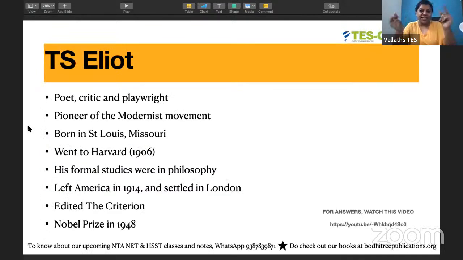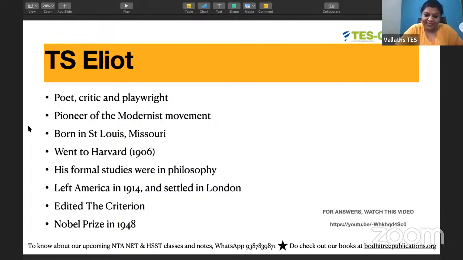Okay, guys. Next important author, expected topic is T.S. Eliot. Poet, critic, playwright, pioneer of the modernist movement. He was born in St. Louis in Missouri. He went to Harvard. His formal studies were in philosophy.